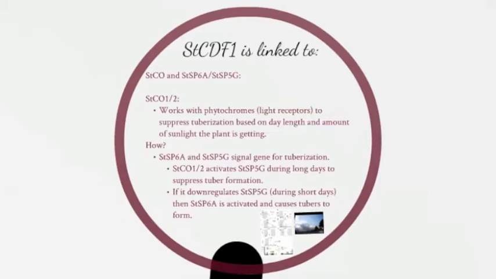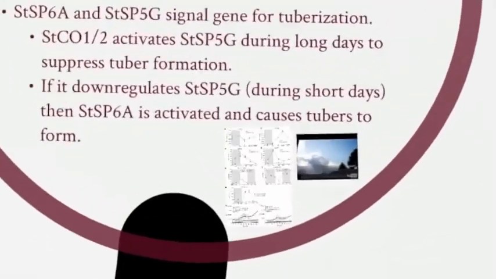STCO1 either activates STSP5G during the long days to suppress tuber formation, or it downregulates STSP5G during the short days. By downregulating STSP5G, then STSP6A is activated and this causes tubers to form.